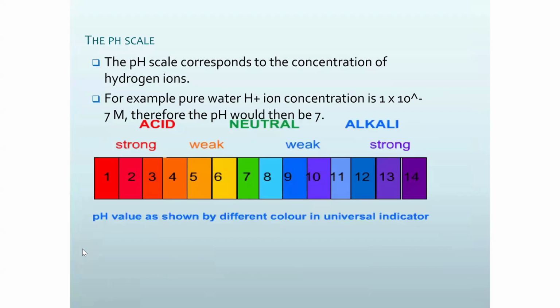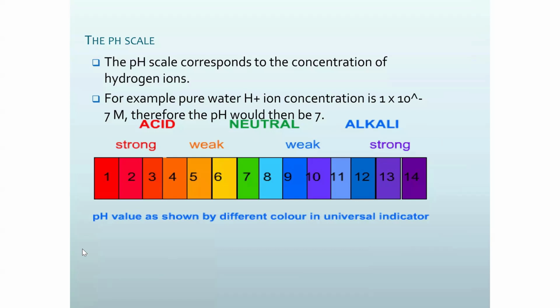Then we have the pH scale. The pH scale corresponds to the concentration of hydrogen ion. So for example, pure water has a hydrogen ion concentration of 1 times 10 raised to the power of minus 7. So therefore the pH will be 7. That is why pure water is normally neutral. Sometimes it's very important, if you are taking a water sample from a particular environment, to check its pH to see if it is acidic, basic, or neutral. But I can tell you that most of the water that we are taking, especially in Nigeria, is not pure, and in some cases it is acidic. In some cases we are taking acidic water.